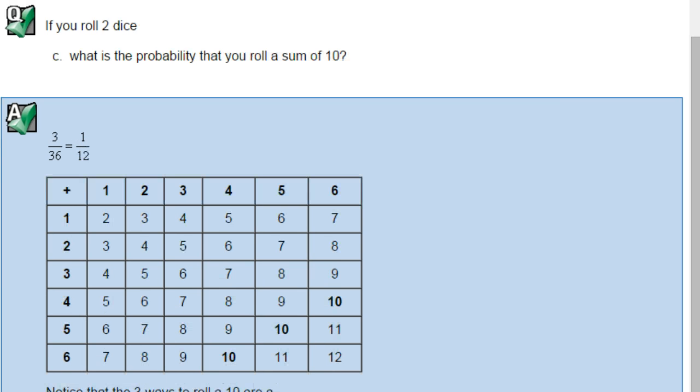Now, here's a question that can mess you up. If you roll 2 dice, what is the probability that you roll a sum of 10? Well, when we use our dice chart, we end up with 3 in 36, or 1 in 12 as our probability. So we can have 6 and 4, 5 and 5, and 4 and 6. Notice how we do not double up on the 5 and 5.